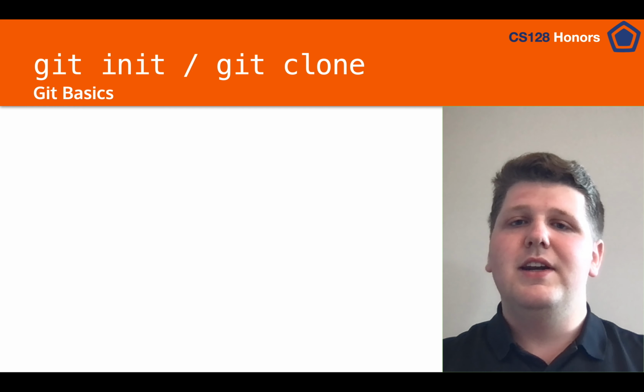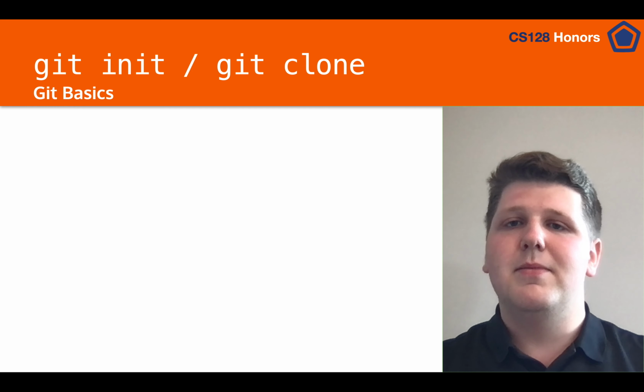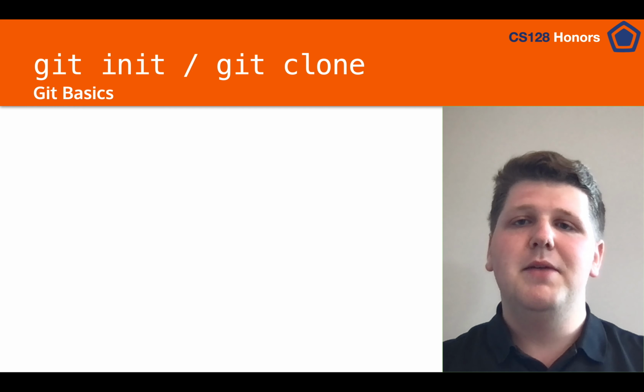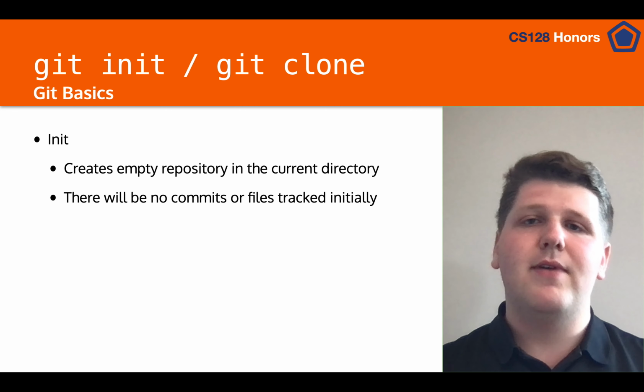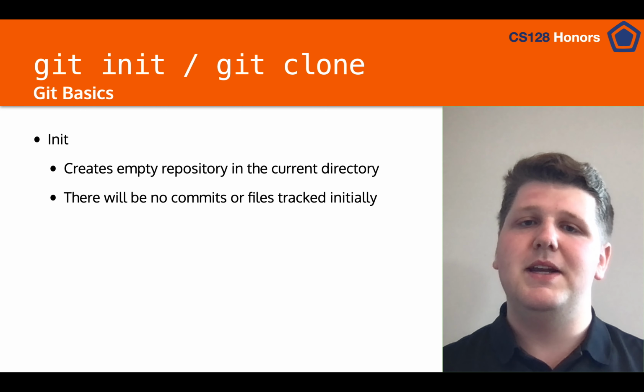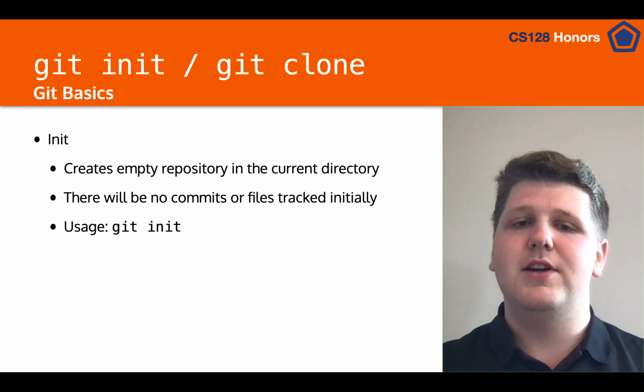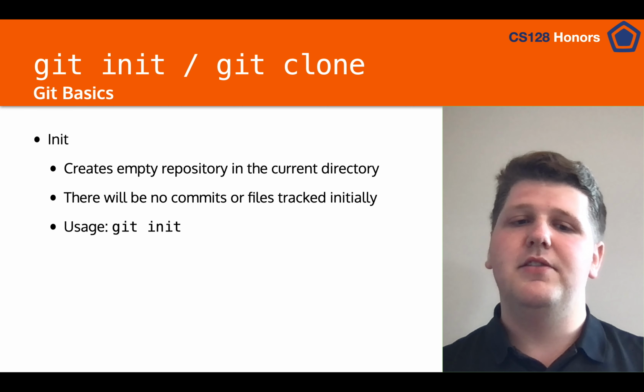So let's talk about git init and git clone, because these are the first two commands that you're likely to run with Git because they're the two that put the repository onto your computer. The first command, git init, will create an empty repository in the current directory, and it will have no files or commits in its history. It will be an empty repository ready for you to use. And the usage of it is literally just typing git init.